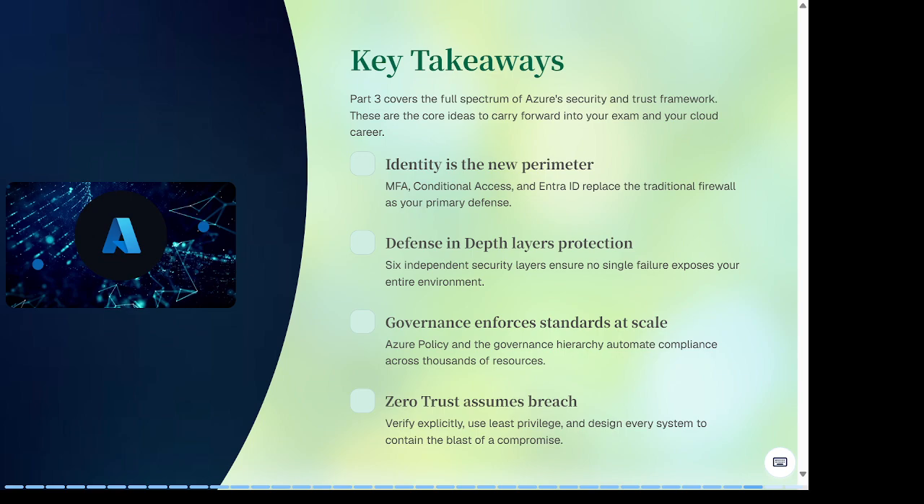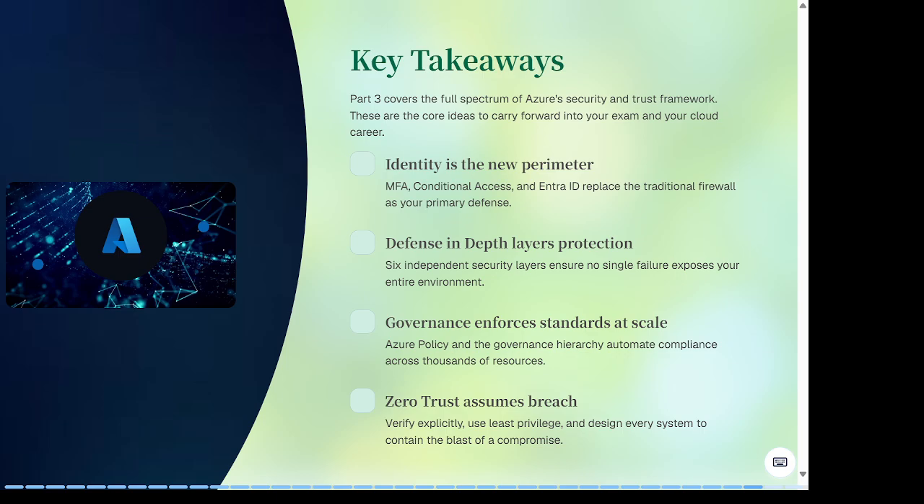Now let's close part 3 with the key takeaways you should remember for both the AZ-900 exam and your real world Azure journey. These are the core ideas that tie everything together. If you remember only a few concepts from this entire section, make sure it's these.